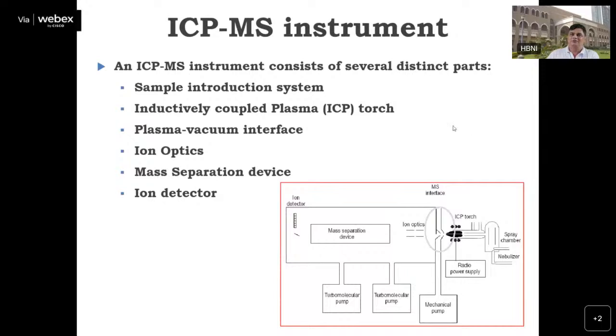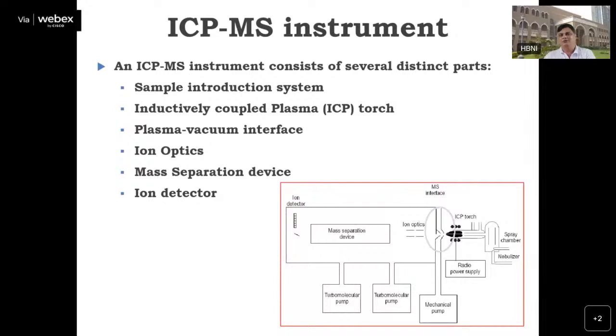Okay. So if there is no more question now, let's move further. The ICP-MS instrument consists of these parts: the sample introduction. As in all cases, the first is sample introduction. Then ionization, how we have to bring the ionization, we use the inductively coupled plasma torch.